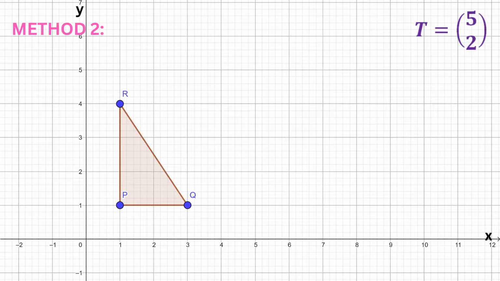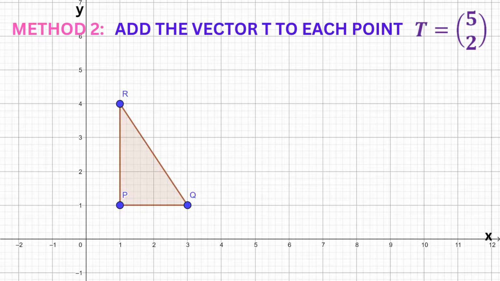The other method of performing the translation would be to simply add the vector t equals (5, 2) to each vertex point. This is summarized by the formula P plus t equals P image, where P is the original point, t is any vector representing the translation, and P image is the newly translated point.